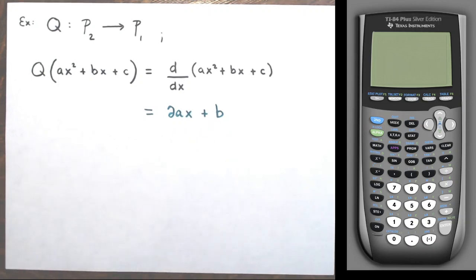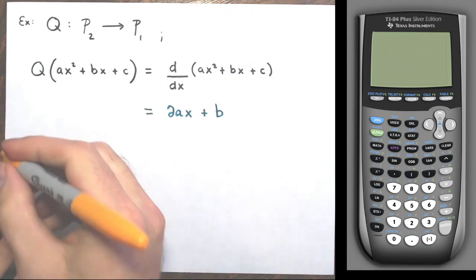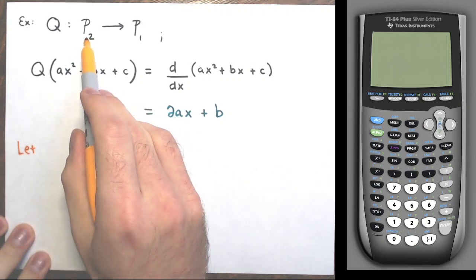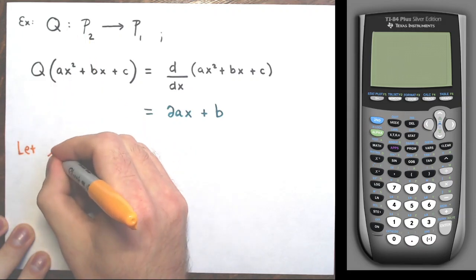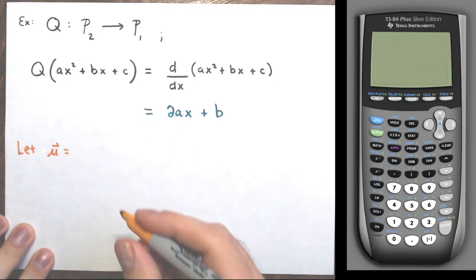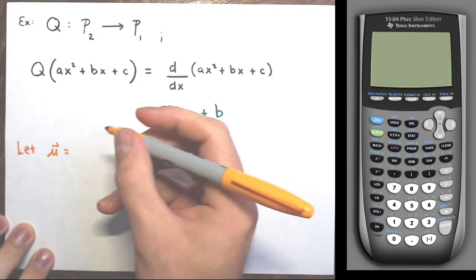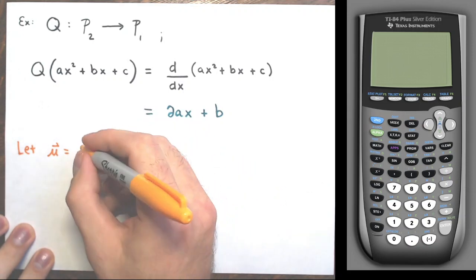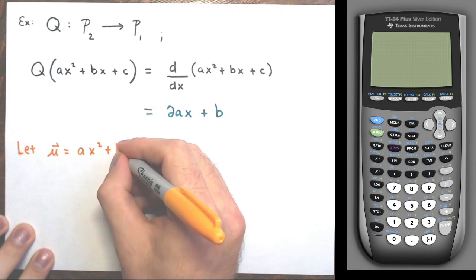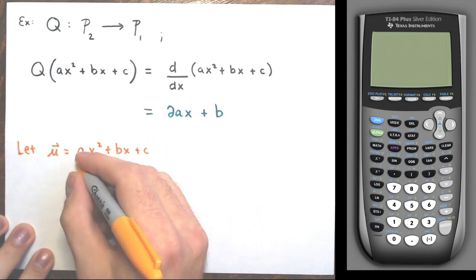All right. So just as before, I'm going to take just two general vectors from P2, from my domain. So u equals, this time instead of u1, instead of all the subscripts, I'm going to say ax squared plus bx plus c for u, where a, b, and c can be any numbers.